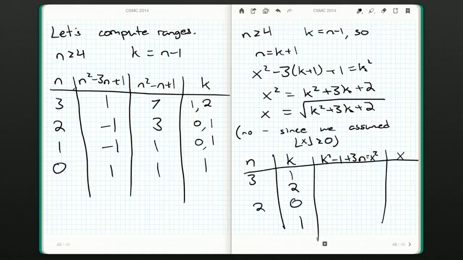So if k is 1, we get 1 minus 1 plus 9, so this is going to be 9, x is equal to 3. For k is 2, k squared, that's 4, minus 1, that's 3, plus 3n, which is 9, so that's 12. So x could be square root of 12. How about k is 0 here? Minus 1 plus 6. It's going to be 5, so we could have square root of 5. For k is 1, that'll cancel out, and then we could have 6, so we could have square root of 6. Now let's continue on. We could have n is 1 and then 0 and 1, or n is 0 and just 0.